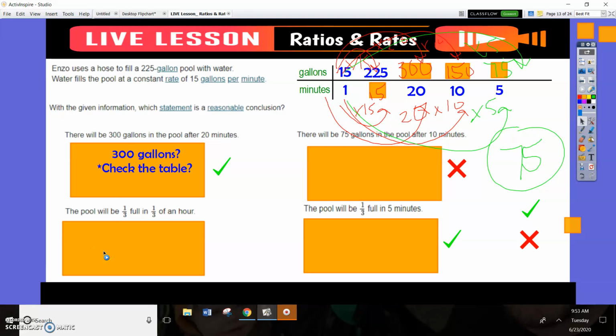The pool will be 1/3 full in 1/3 of an hour. Okay. So, if I'm talking about an hour is 60 minutes, right? 60 minutes divided by 3 is 20 minutes, okay? In 20 minutes, we've already established that it's going to be 300.